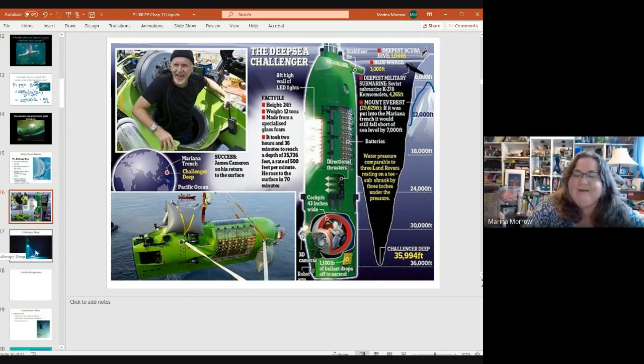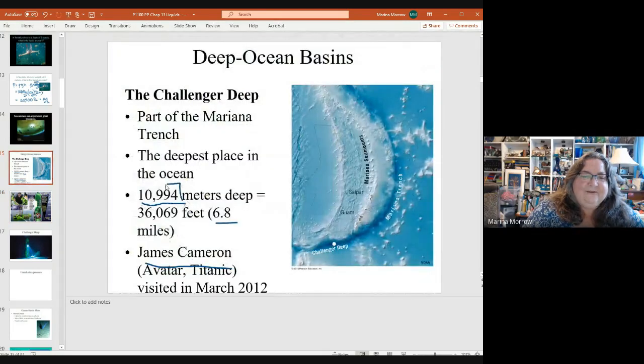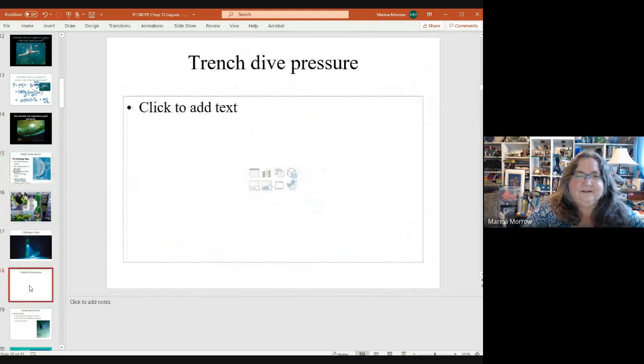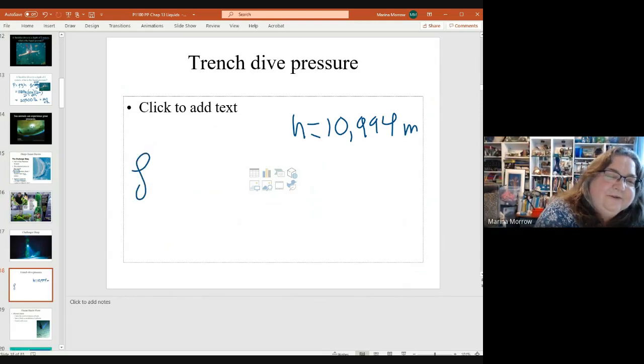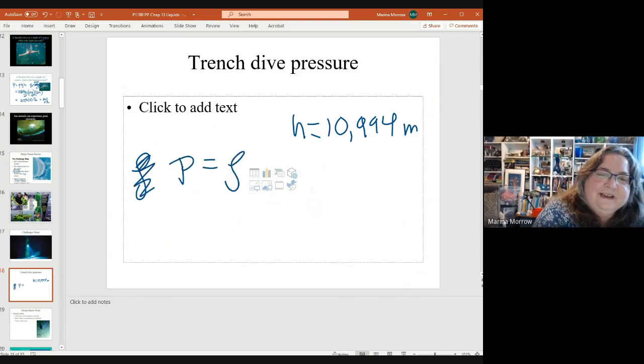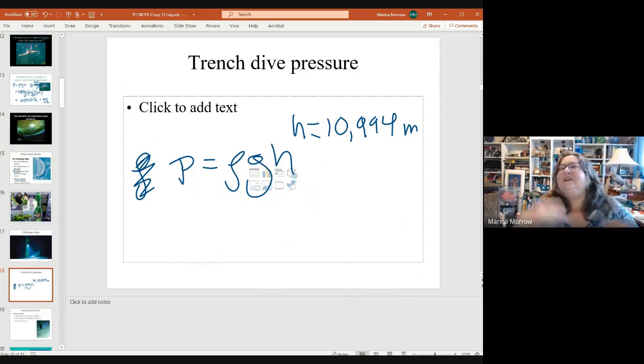We aren't going to go ahead and calculate it, but you could, right? You've got the depth, and the depth in meters is 10,994. Go ahead and use the pressure for salt water. So you can know that the depth or height is 10,994 meters. And you could go ahead and use the formula, pressure equals rho GH. Okay, so same formula, just a lot deeper than our diver went.